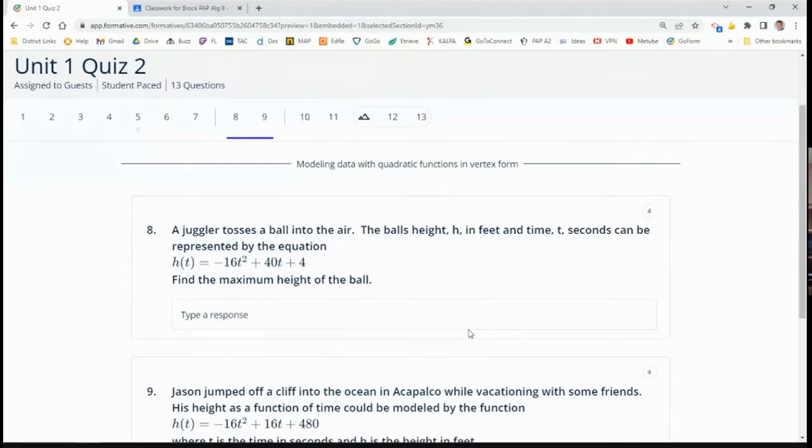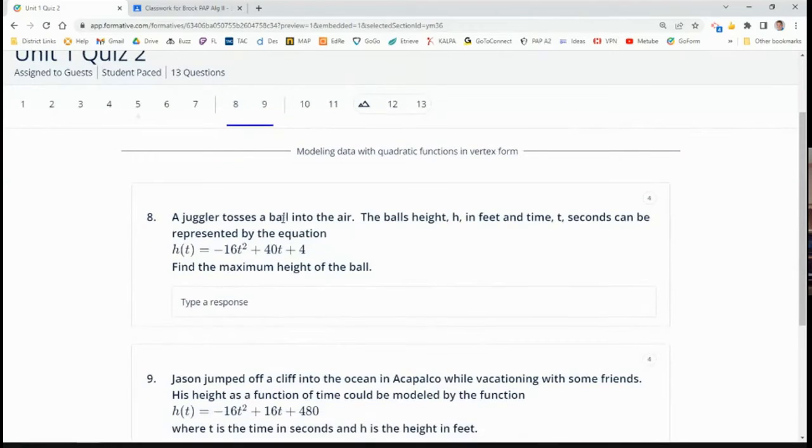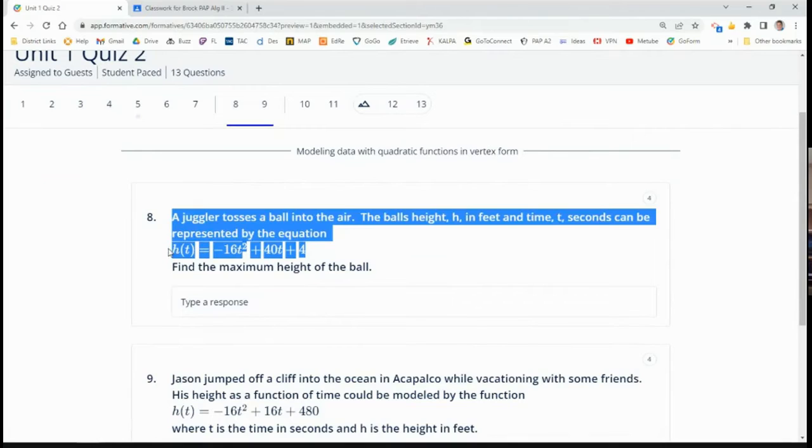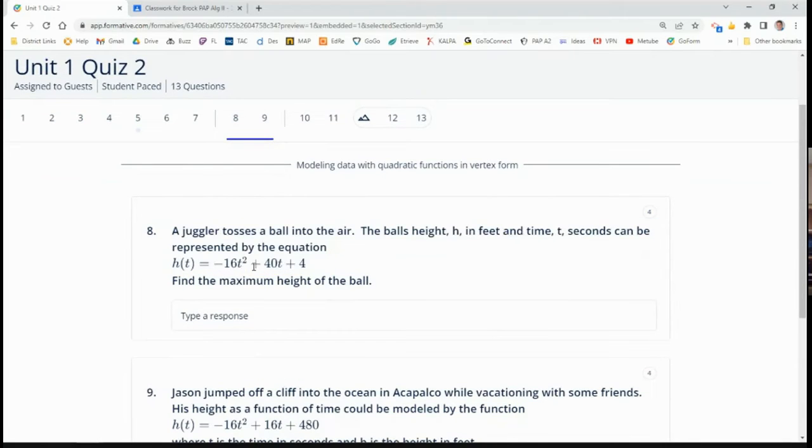Page 2 of the quiz. A juggler tosses a ball into the air. The ball's height, h, in feet, and time, t, in seconds, can be represented by this equation. You've got this equation right here: negative 16t squared plus 40t plus 4. Find the maximum height.